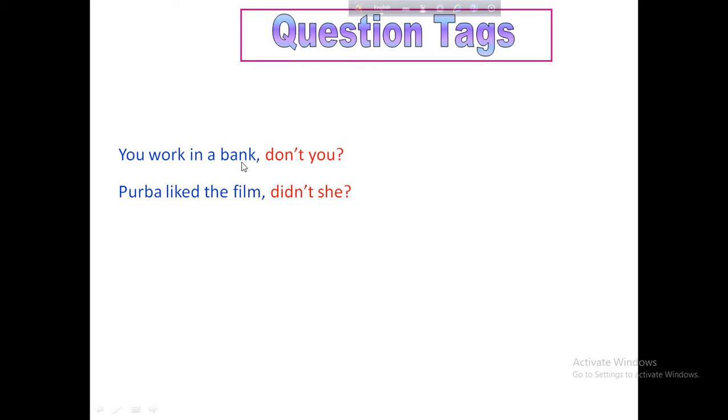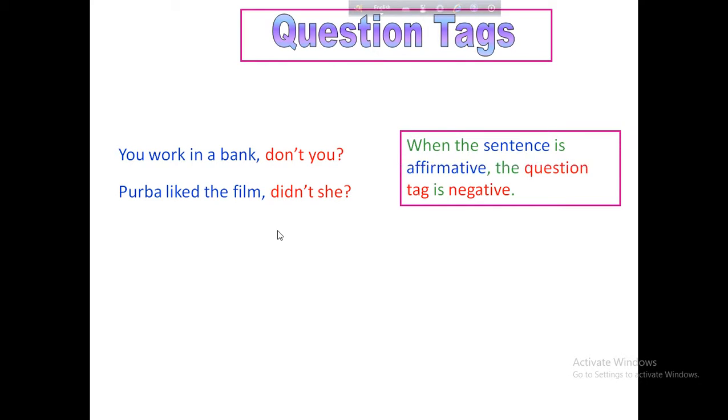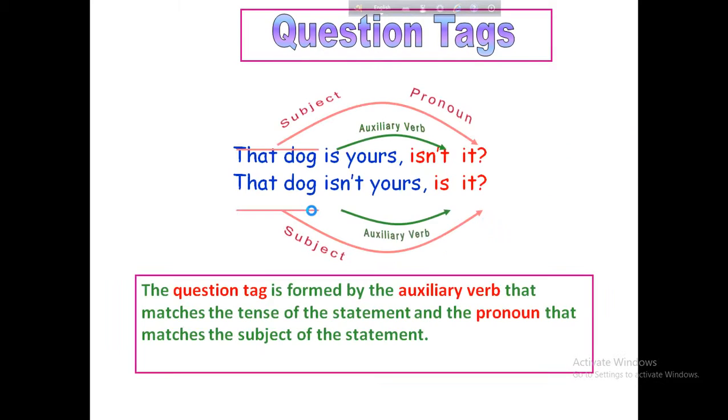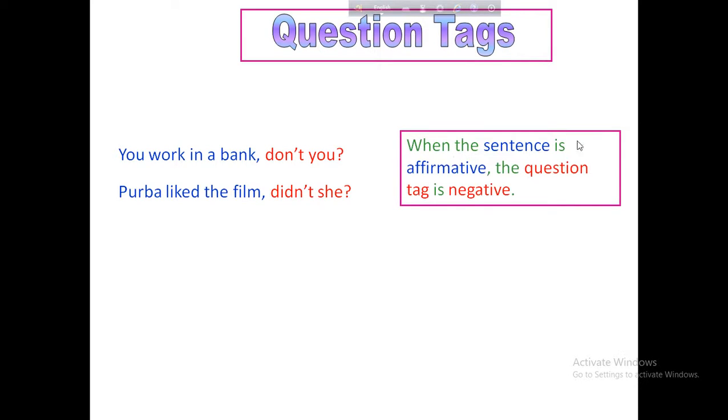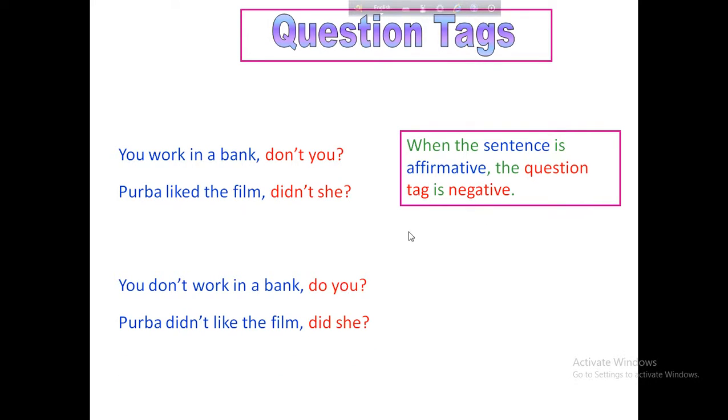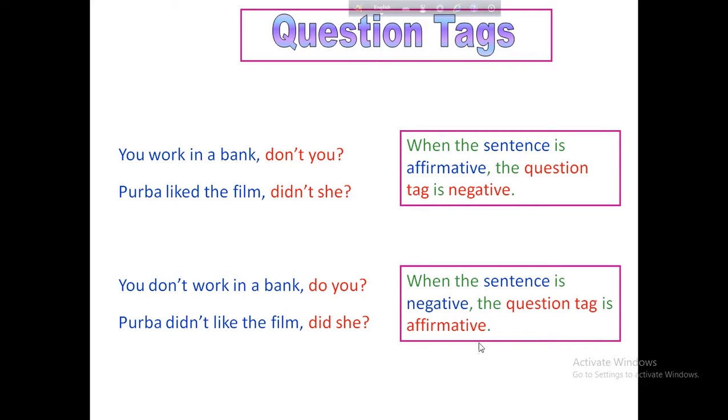You work in a bank, don't you? Purva liked the film, didn't she? So, in this sentence, we might expect isn't it or is he, but here we have to use don't you? Didn't she? Why? When the sentence is affirmative, the question tag is negative. And, I have already mentioned it, when the sentence is negative, the question tag is affirmative. So, why is it don't here? Look at this sentence.